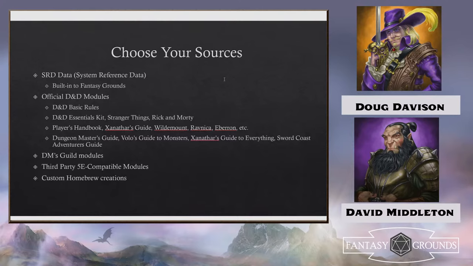Out of the gate, Fantasy Grounds comes installed with SRD data, which is system reference data. That's a subset of the Player's Handbook, the Dungeon Master's Guide, and the Monster Manual that Wizards of the Coast puts out for everybody to use. It has mechanics and basic stats and stuff like that in there.